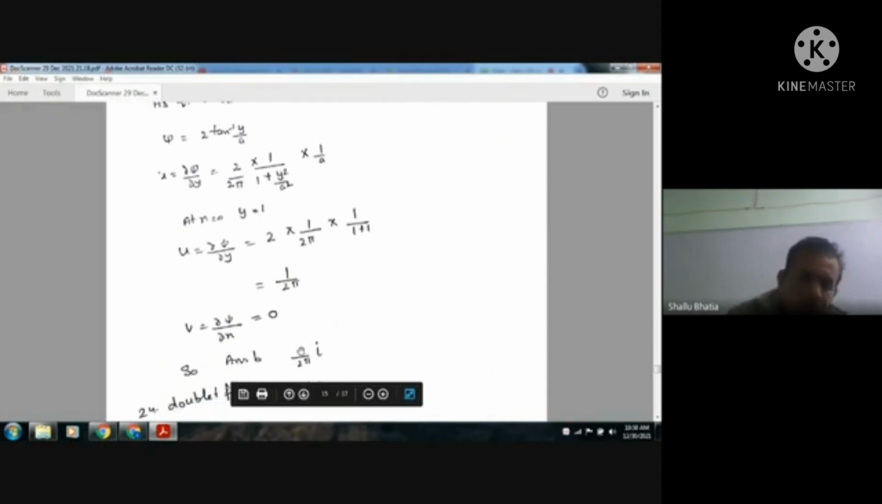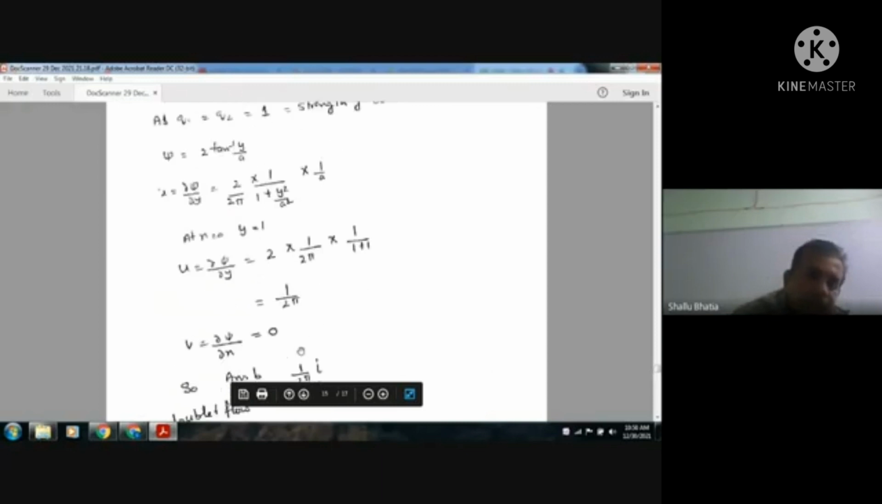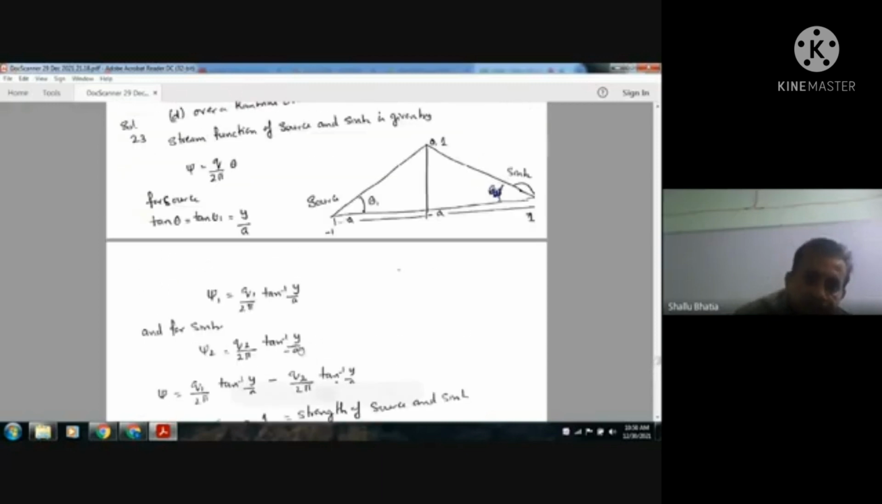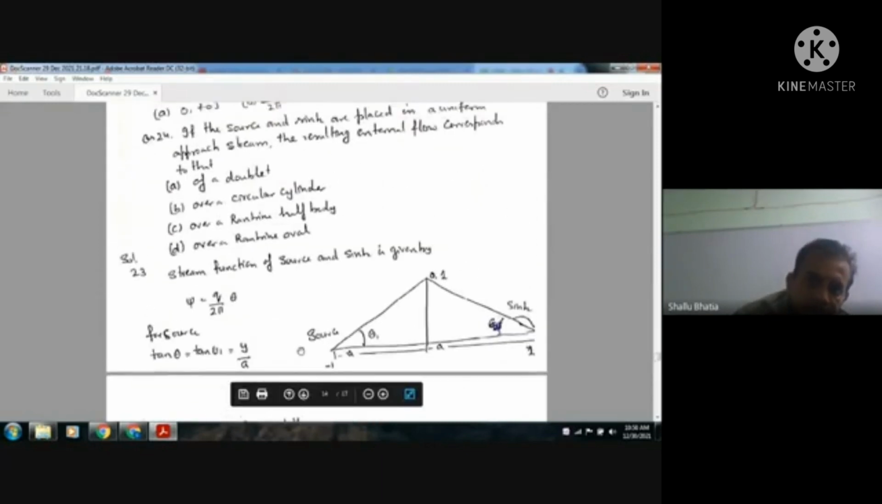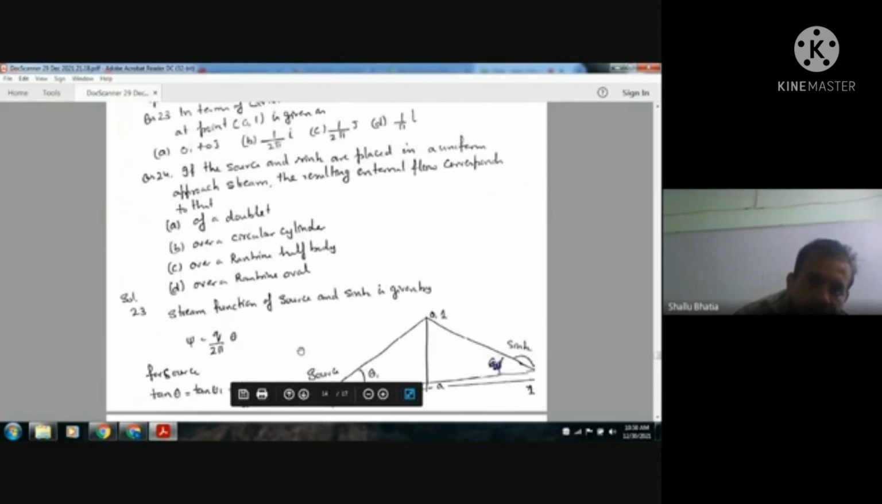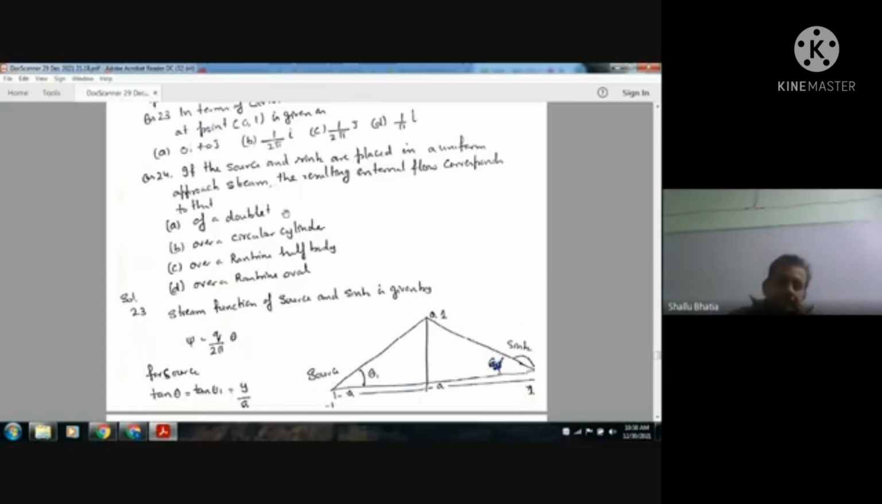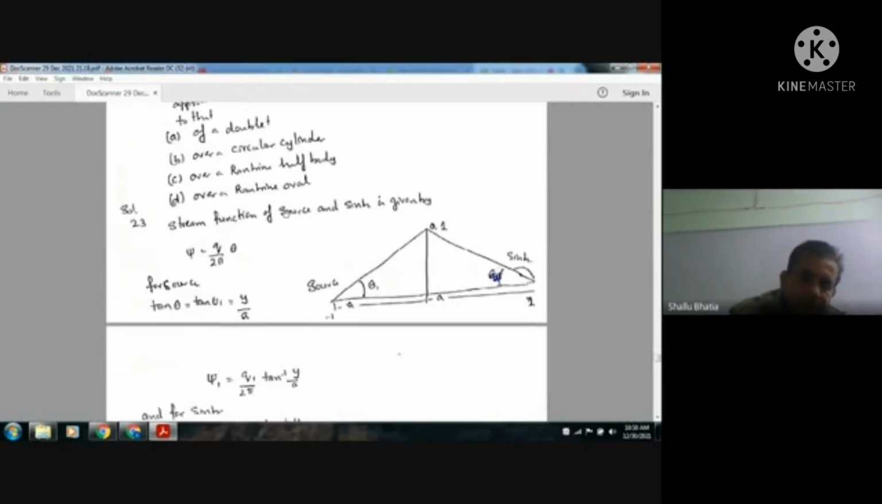When only a source and sink are present, then it is the doublet flow. When a source and sink are placed in a uniform approach stream, the resulting external flow is a doublet flow. So this is the case of doublet flow.